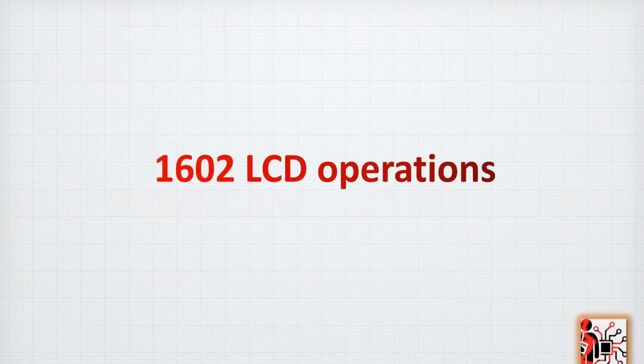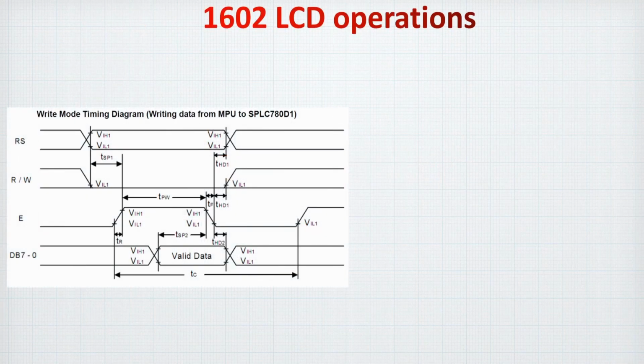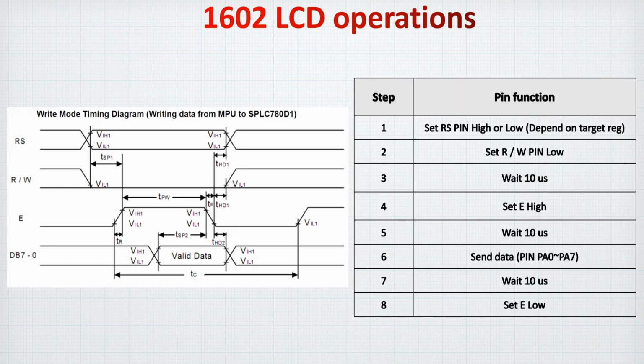Okay, so let's jump now to the LCD operation. As we have seen, we have the RS and RW. When you start writing, the first thing to do is to select the mode that you want. So the first step is to put my RS pin high or low, depending on which register we would like to target, and at the same time set the read-write pin low. When read-write is low, it means we are going to start writing into the LCD display. After that, we have to wait a bit of time. I put 10 microseconds, which is more than enough for the waiting.